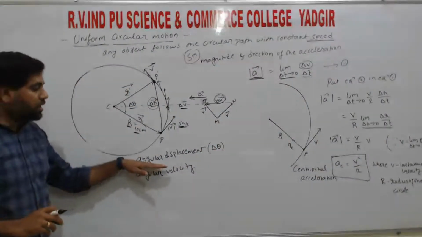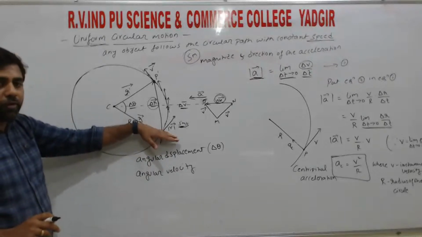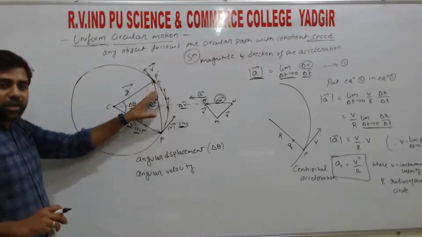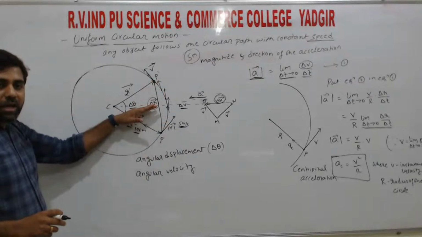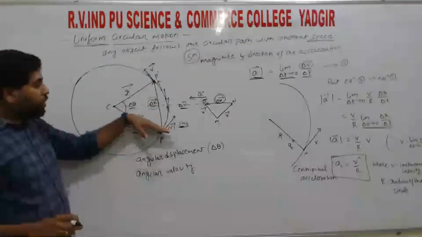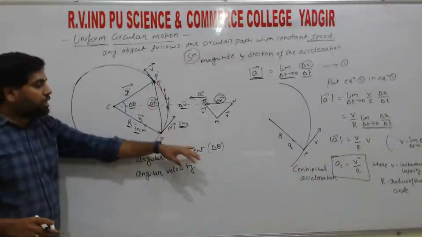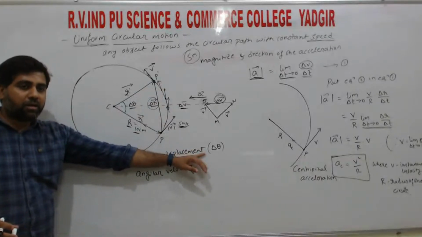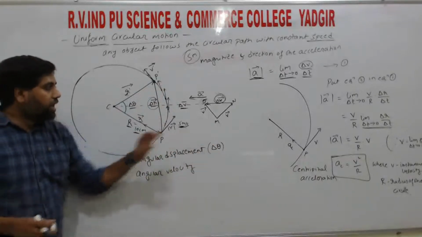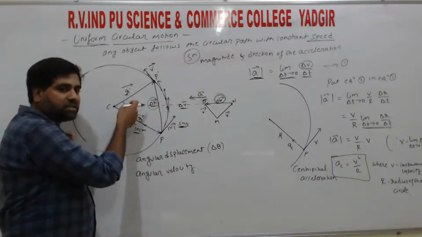So what does angular displacement mean? The object is moving from one position to another in a circular path. It makes some angle, and that angle we call the displacement. So that displacement we call the angular displacement, and here the displacement is delta theta.